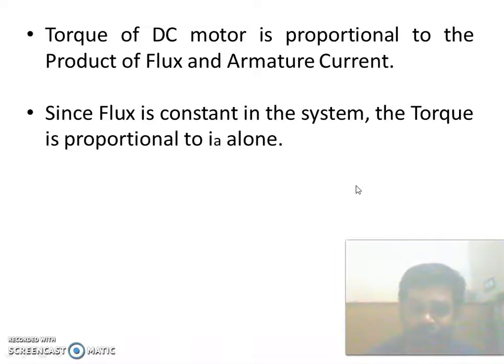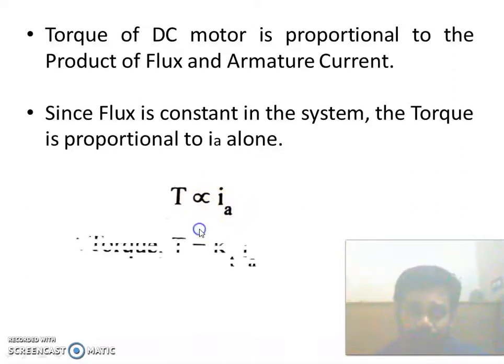Since flux is constant in this system, why? Because this is an armature controlled DC motor, so flux is constant. So the torque is directly proportional to the armature current IA. So T is proportional to IA, so T is equal to KT into IA. This KT is nothing but a constant.